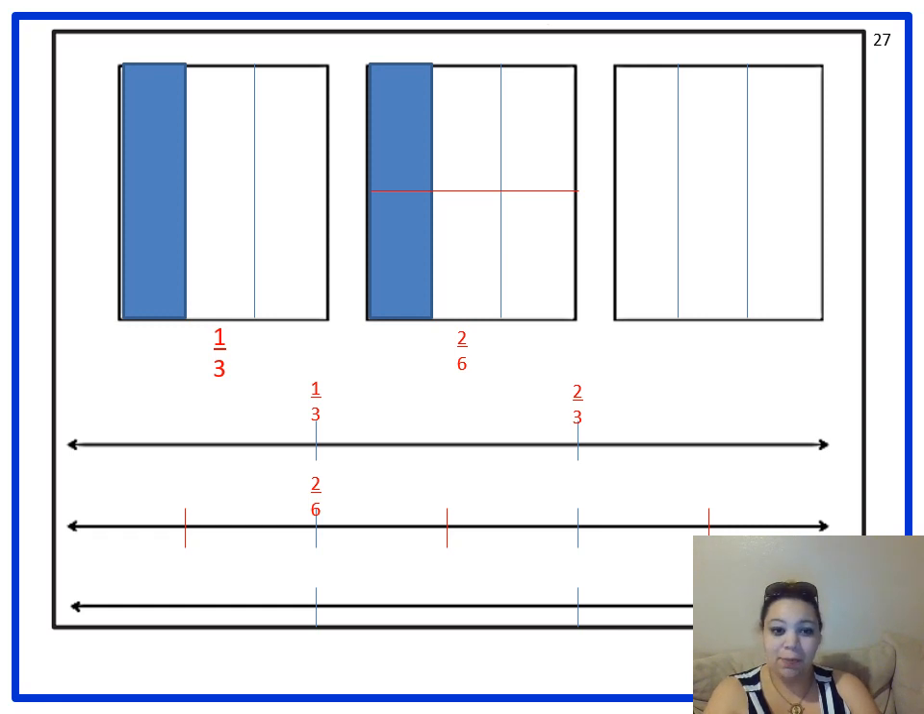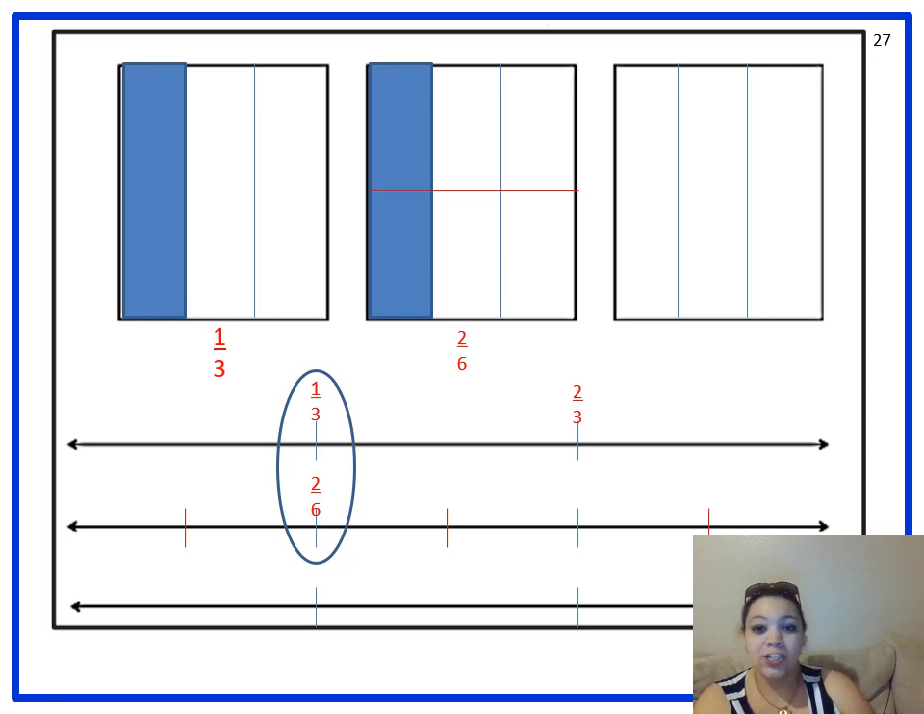So like we said before, equivalent fractions are 2 different fractions that have the same value. We see in the picture they have the same value because they're taking up the same amount of space. On our number line, we can also see that they have the same value and that they're equivalent because they are on the exact same spot on the number line.